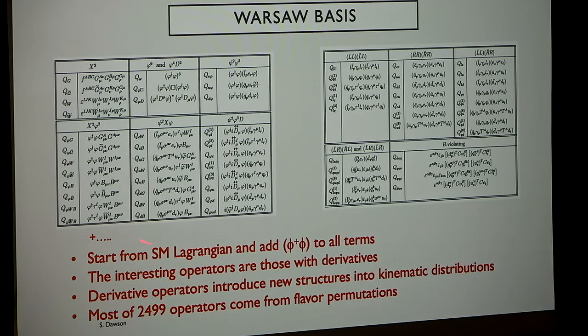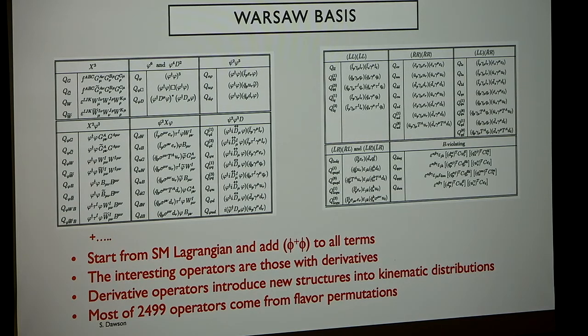So there are a lot of operators here, okay? We've got some which just add phi dagger phi. Those operators don't really do very much because they don't change the kinematics. They just add a factor h plus v squared, okay? So the really interesting operators here are the ones with derivatives. The ones with derivatives are the ones that can change the kinematic structures of our experimental results and really give us new physics. So those are the ones that we're going to be interested in.